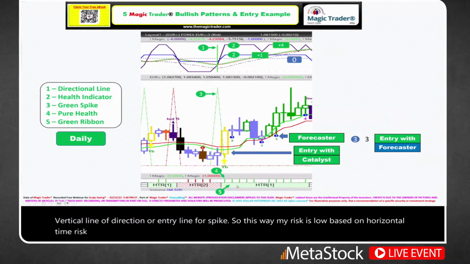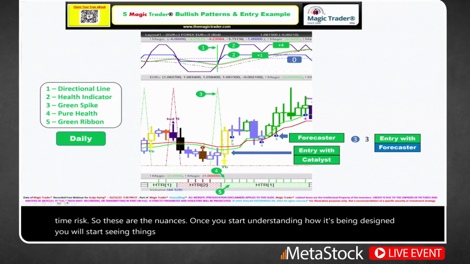So these are the nuances. Once you start understanding how it's been designed, you will start seeing things very clearly. So you stay closer to that. That doesn't mean you cannot enter it. So we're going to talk about that in a minute.